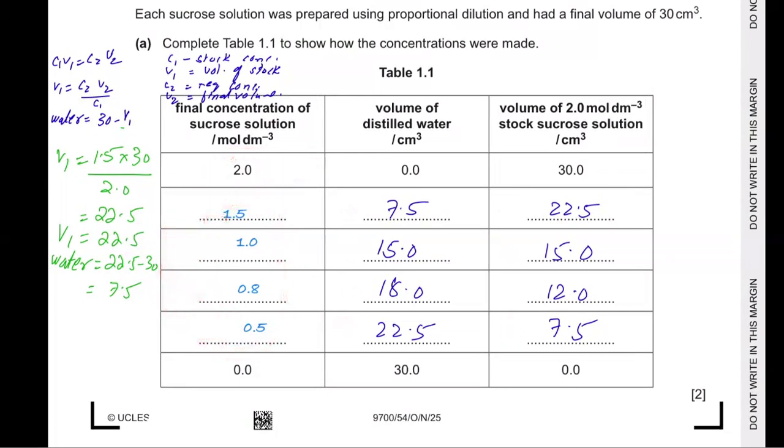How does C1V1 = C2V2 work? C1 and V1 are the stock concentration and the stock volume, and C2 and V2 are the concentration that we want to achieve and the volume that we need for making this particular dilution. How much water will be added? Water will be added by 30 minus V1. So we will calculate V1. V1 is C2V2 upon C1. How is this formula solved?